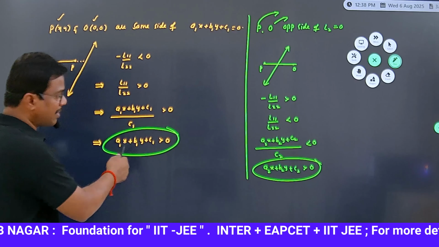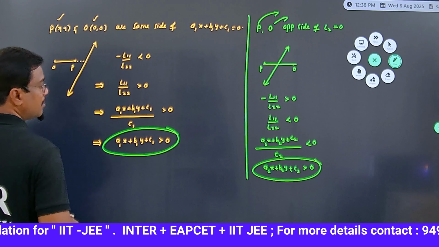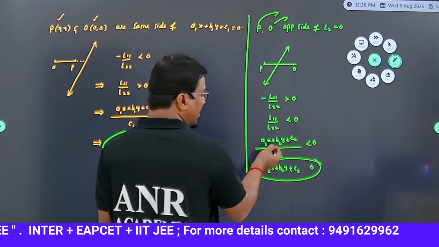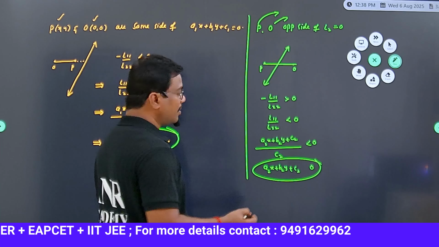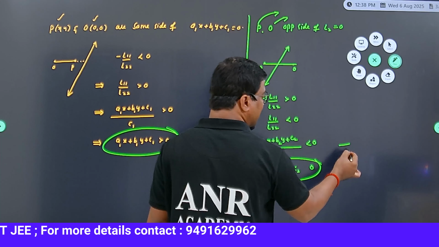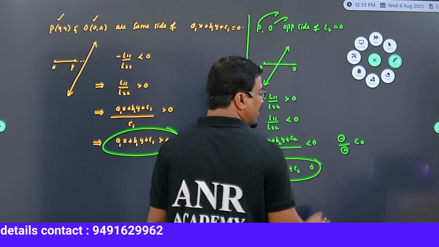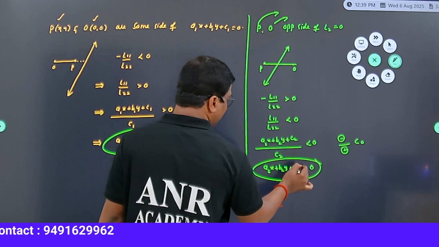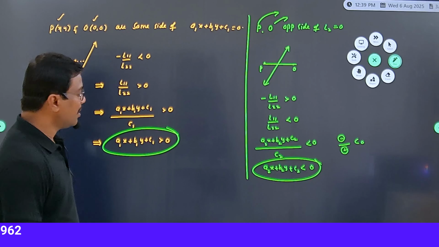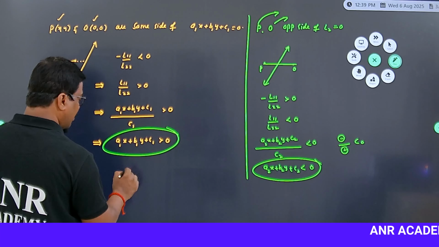So one is with both of them positive, right? Actually this is negative. Why? Because if the ratio is negative and C2 is positive, it implies the numerator must be negative. Negative means here you have to write less than 0. Both are of opposite sign.